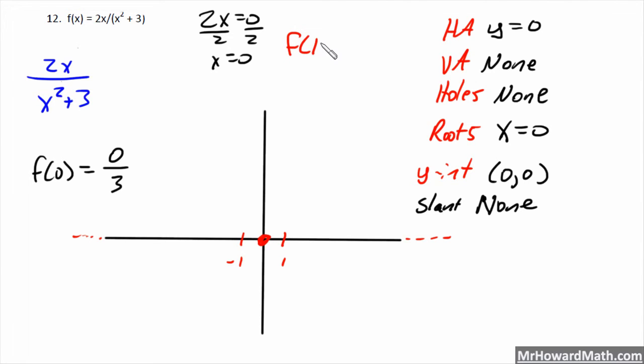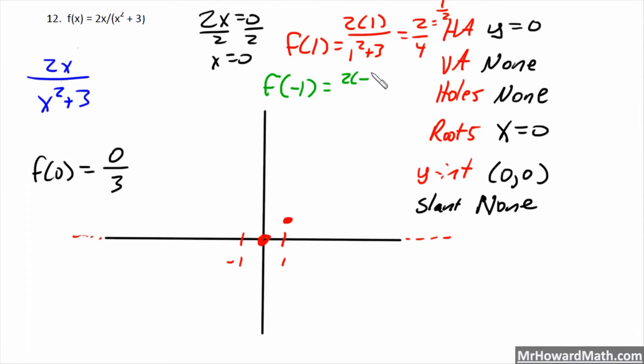So f of 1 would be equal to 2 times 1 over 1 squared plus 3. So that would be 2 over 4, which equals 1/2. So (1, 1/2) right there would be a point. And now we'll run another test point on the other side of the y-axis. So f of -1 would be 2 times -1 over (-1) squared plus 3. So that would be -2 over 4, -1/2. Running out of room here. -1/2, so that would be down here. I'm going to erase this part, get it out of our way.